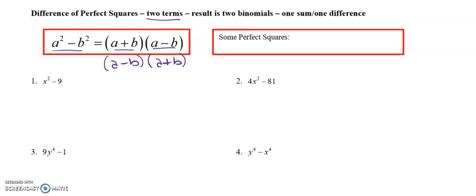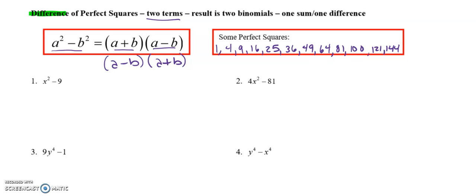All right, some perfect squares. Let's list the perfect squares. We got 1, we got 4, 9, 16, 25, 36, 49, 64, 81, 100, 121, 144, and so on. There's the first 12. You should know the first 20 by heart, okay? So now what? We're going to look at these, and is it going to be a difference of perfect squares? Remember, it has to be a difference, meaning there has to be subtraction between the two, no addition allowed.